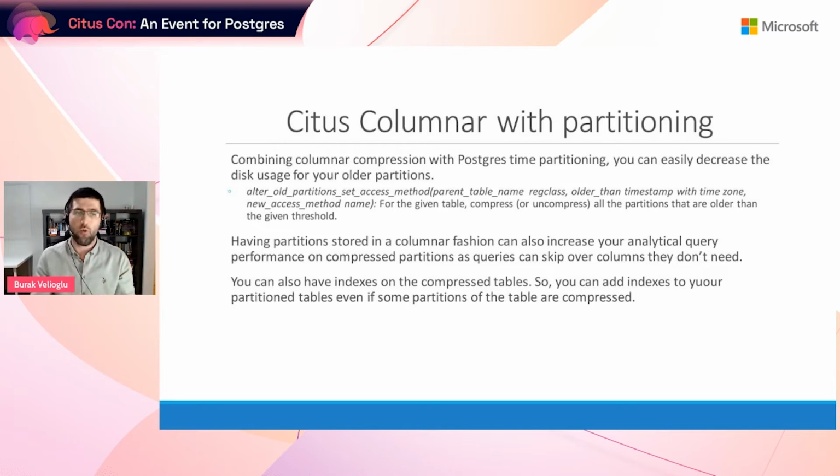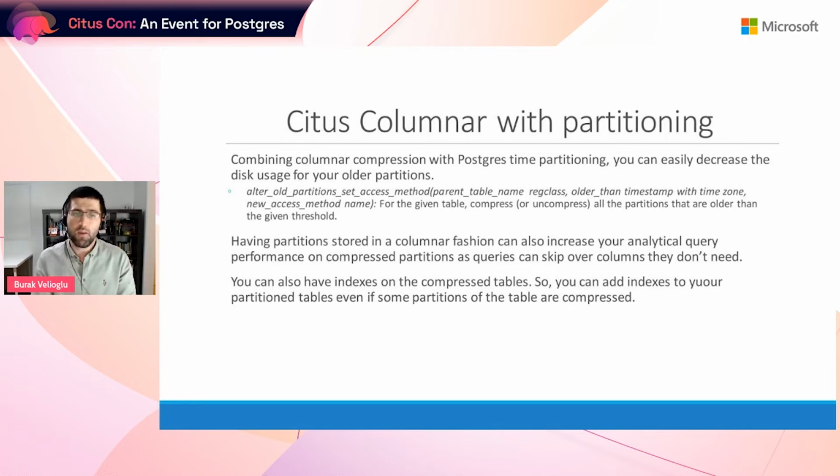But if you want to uncompress your data, for any purpose, for example, right now Citus does not support updates and deletes on the compressed tables. So if you want to update the old partitions, which is generally not the case with a time series workload, but probably because of an issue on your data or any other thing, if you want to change your access method back to heap, which means uncompressing your data, you can again use the same function by providing the last parameter as heap. So you can both compress and uncompress your data with that function.